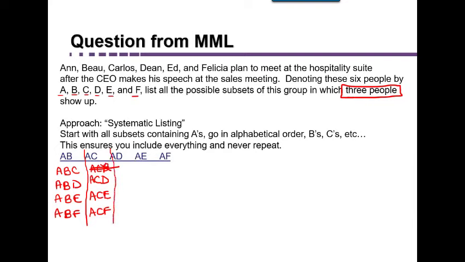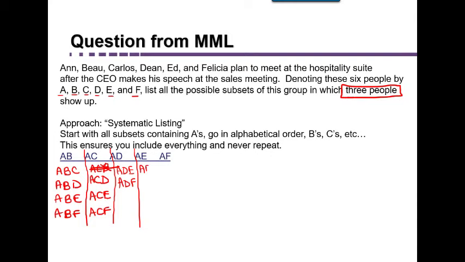I'm going to do this by hand so you can see what I'm talking about. So if we're constructing 3-element subsets that have A in it, we could have A, B, and C. We could have A, B, and D. We could have A, B, and E. And we could have A, B, and F. Okay, so I've run out of elements that could go with the A and the B.